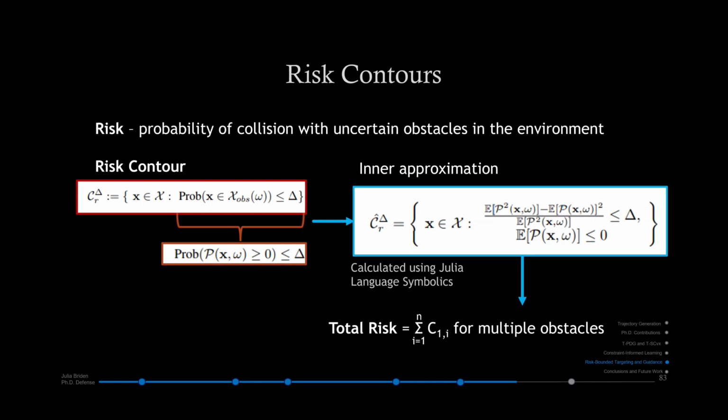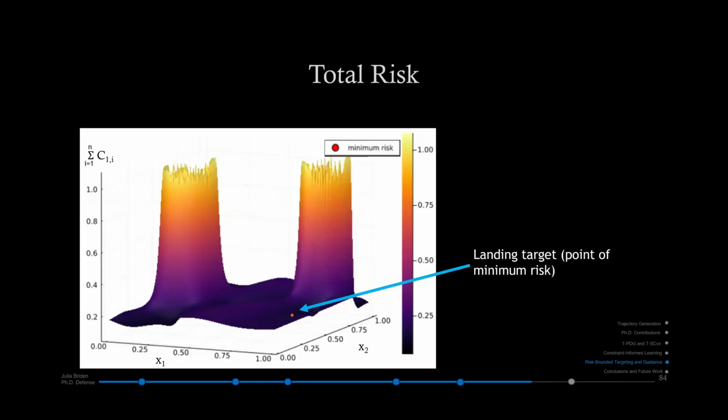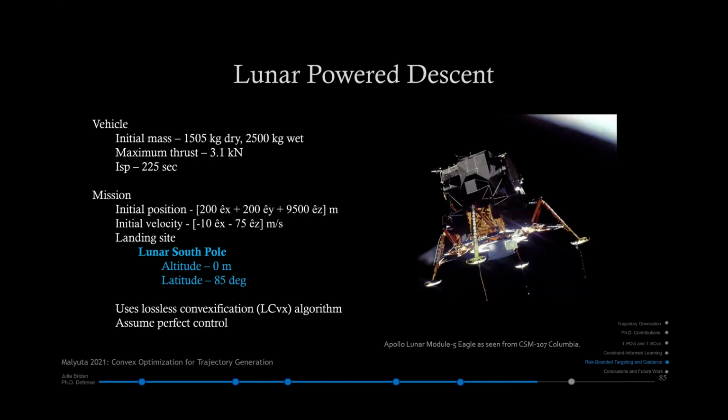And specifically, if you compute this for one obstacle, then you can combine them together by adding them for multiple obstacles. And so, for example, this is a very basic risk contour where if we just have two obstacles, then we can denote the landing target as the point of minimum risk.